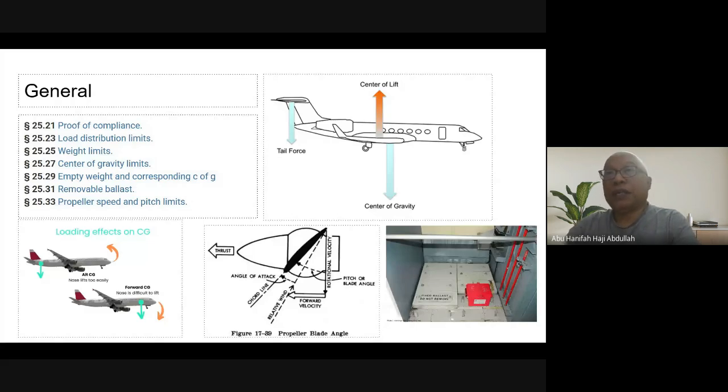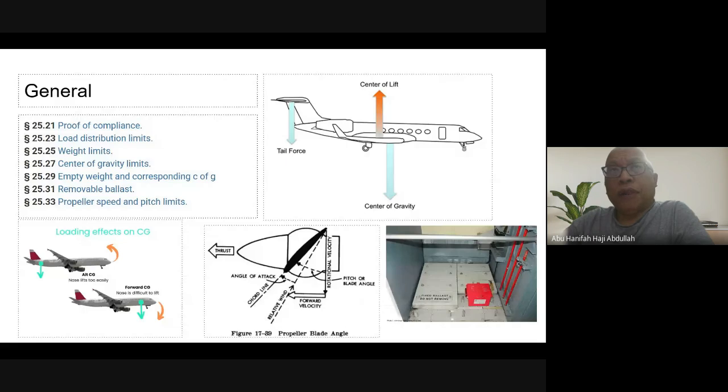So that is the subchapter. Okay, subpart, subtopic, and subchapters. So every one of these, there is a requirement of what needs to be shown compliant. So the designer needs to show compliance to every paragraph. So 25.21, 25.23, 25.25, we call it a paragraph. So we need to show compliance to each of the requirements in this paragraph.